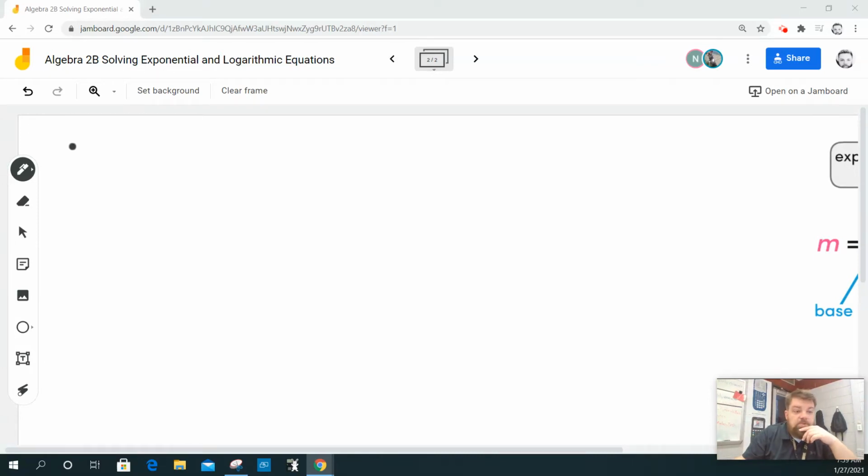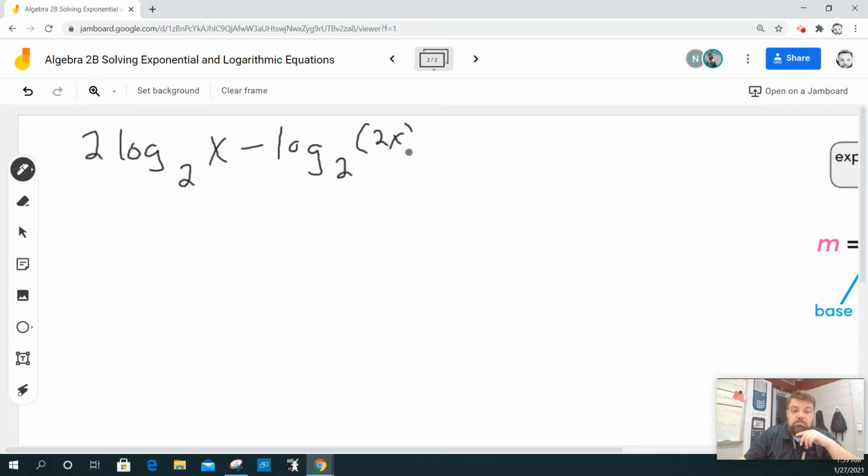All right, so for this one, I've got 2 times log base 2 of x, I'm sorry, minus log base 2 of 2x, all that equals 3. So my goal is to condense the left-hand side of the equal sign.